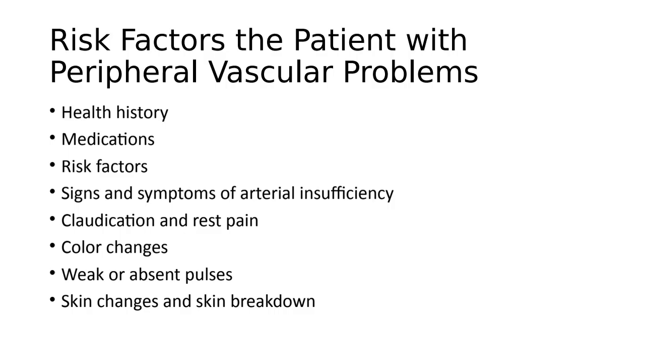So this is the same as your coronary artery disease. You have to know your risk factors. So you have to know their health history, what their diet is, are they having claudication, are they having skin changes. These are all indicators that they're having vascular issues. Can you all see the repetition in this?